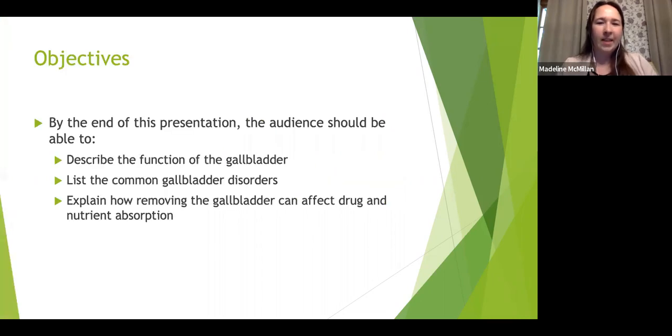By the end of this presentation, you should be able to describe the function of the gallbladder, list the common gallbladder disorders, and explain how removing the gallbladder can affect drug and nutrient absorption.